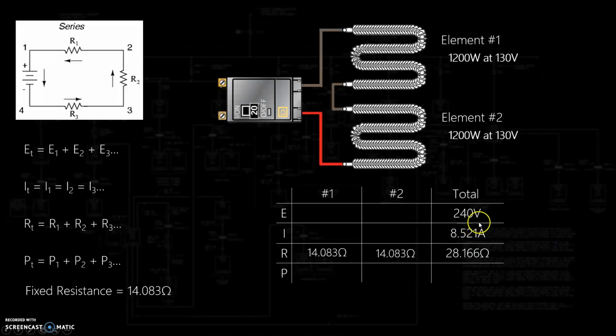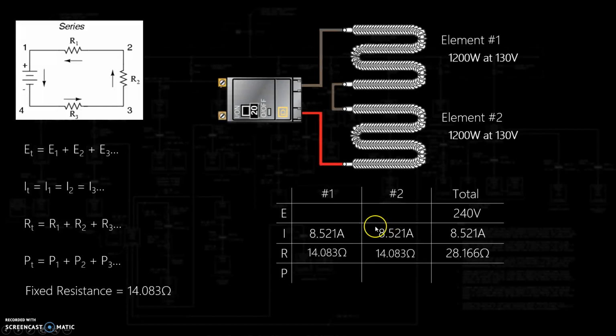240 volts divided by 28.166 ohms equals 8.521 amps. Why do I want to find I? Whenever you're figuring this out, find I as soon as you can, and here's why: I is equal anywhere in the circuit. So my total amperage is equal to the amperage of element 1 and of element 2. I just filled in that whole row in one step.